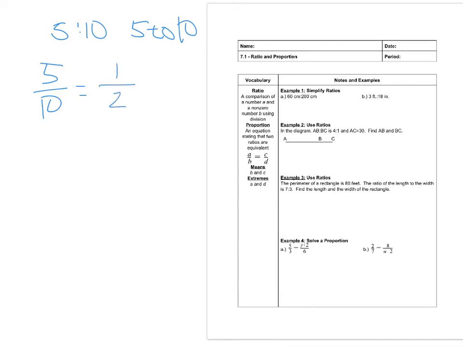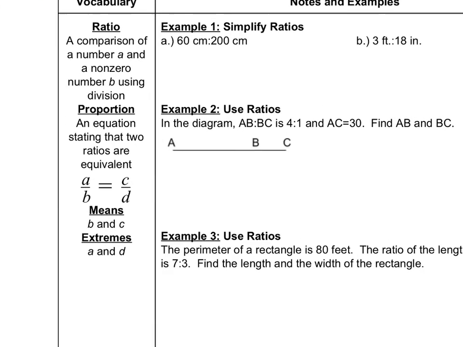Just to make sure that you guys understand how to simplify fractions in the calculator, all you got to do is put in the fraction using the ABC key, so you'd hit 5, ABC, 10, hit equals, and that's what you get. Okay, so let's take a look at our notes.